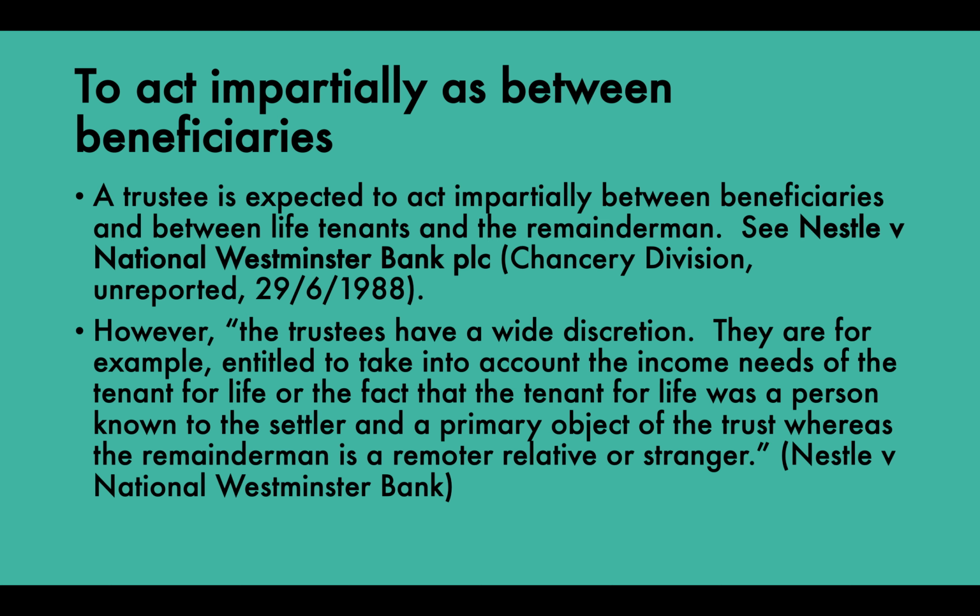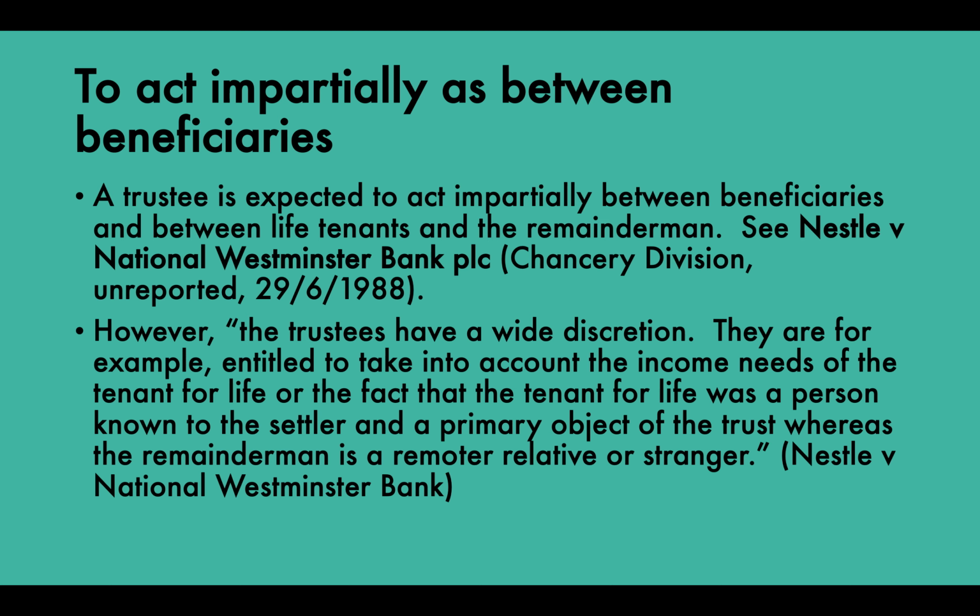However, even treatment need not mean that each object of a trust receives the same property under a discretionary trust. Rather, each of them is entitled to equally impartial consideration. It says here, however, the trustees have a wide discretion. They are, for example, entitled to take into account the income needs of the tenant for life or the fact that the tenant for life was a person known to the settlor and a primary object of the trust, whereas the remainderman is a remoter relative or stranger.